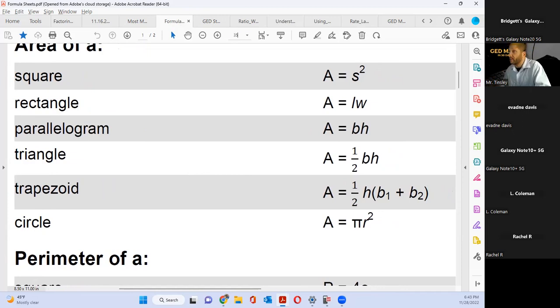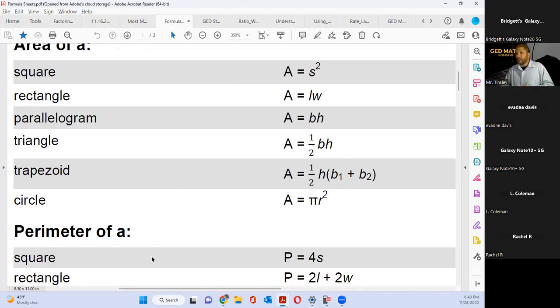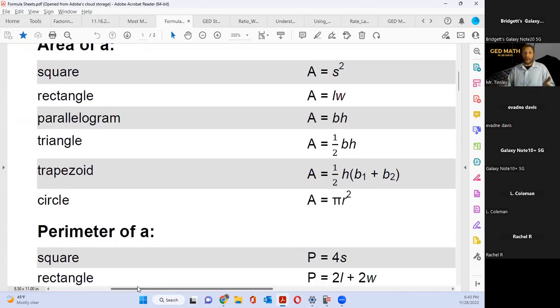When you look at these formulas, it says square: area equals S squared. Rectangle: length times width. Parallelogram: base times height. Triangle: base times height. Trapezoid: base one plus base two times height. It's like all these formulas are just confusing me.